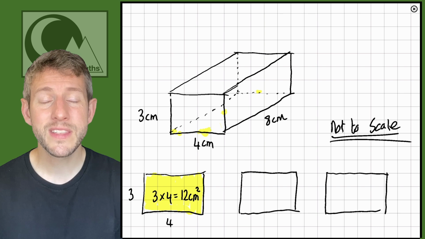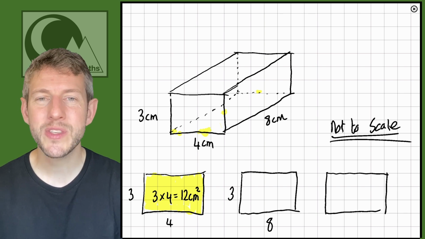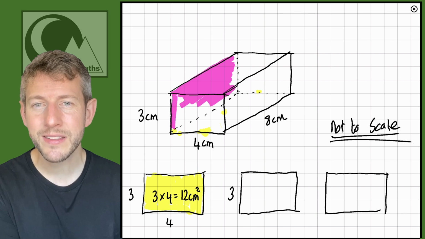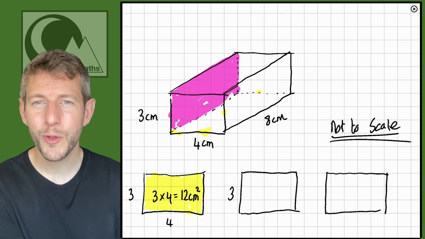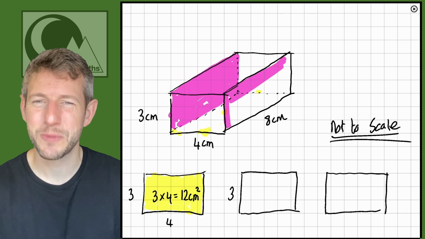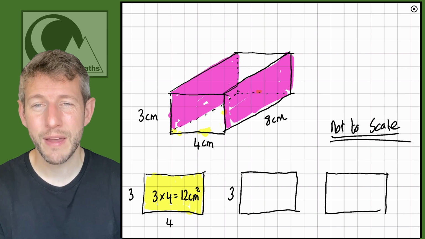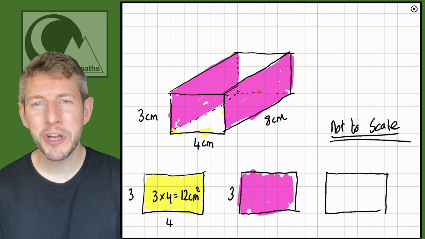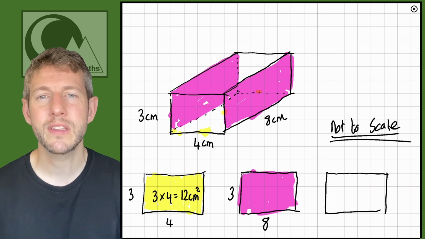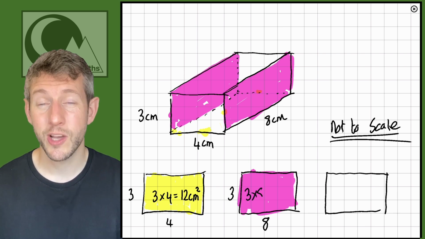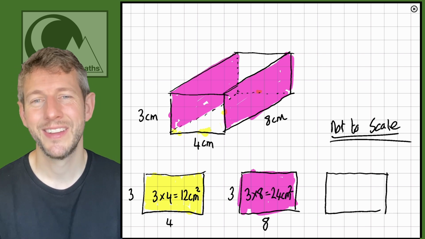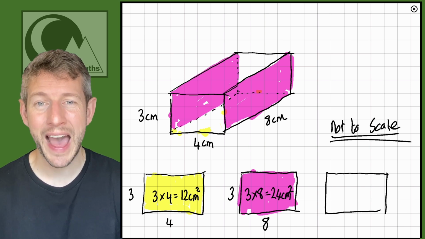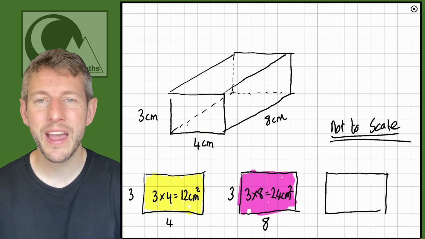Right, the second rectangle, I'm going to label this one 3 by 8. This is the rectangle on the side, but it's also the rectangle on the opposite side as well. So you can see here, I'll highlight them for you. Now these rectangles are 3 by 8, so the area of these rectangles is going to be 3 times 8, 24 centimeters squared.